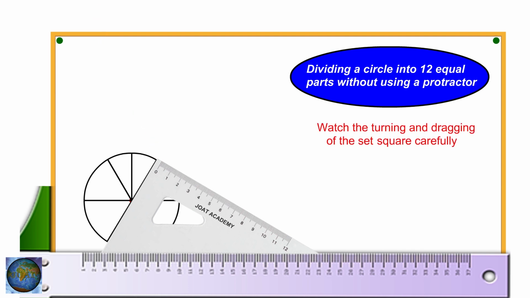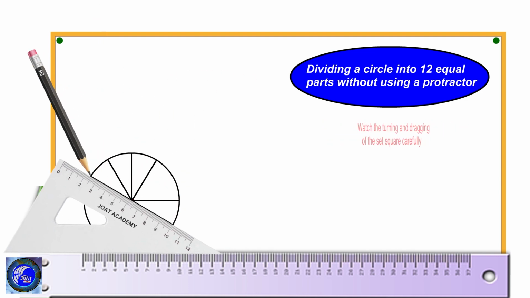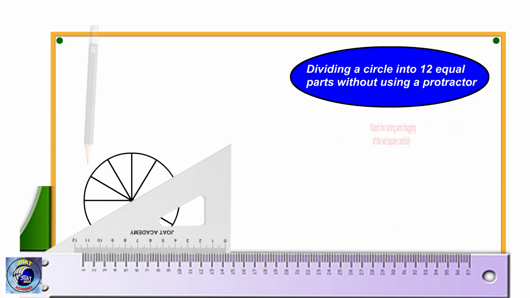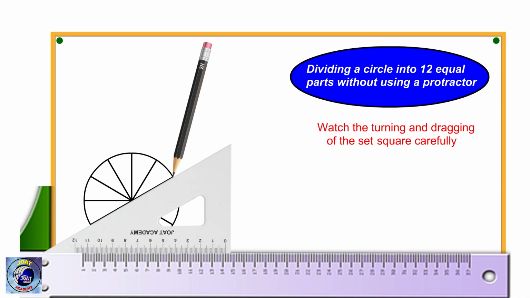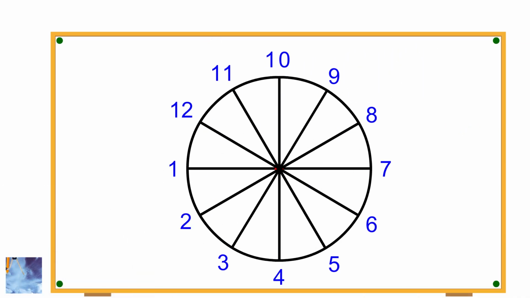Drag again to draw the third slanted line, as shown. Carefully turn and drag once more to draw the fourth slanted line. This is how to divide a circle into 12 equal parts without using a protractor.